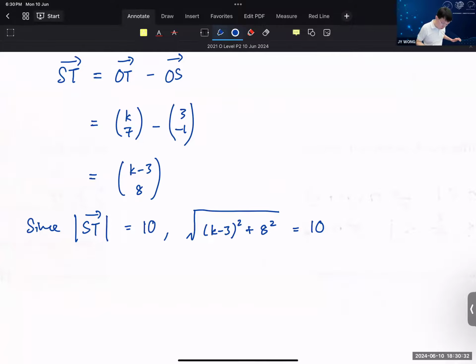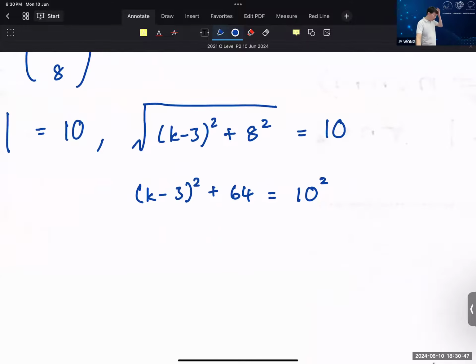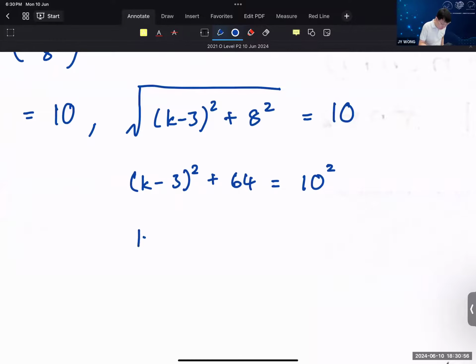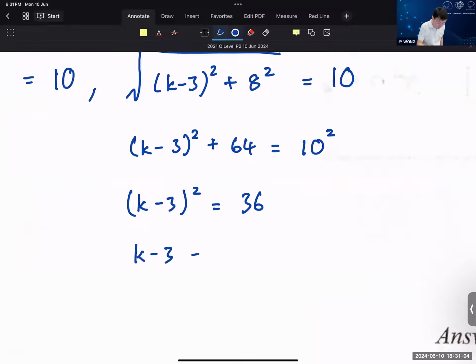Okay, so this will give you (k - 3) squared plus 64 is equal to 10 squared. If you already have a square, you don't need to go and expand it. Just go and solve it by square root. So you will get (k - 3) squared is equal to 100 minus 64, which is 36. Then here, please be very careful. Always remember your plus minus when you take the square root. So the square root of 36 is 6, so k minus 3 equals 6, or k minus 3 equals negative 6.